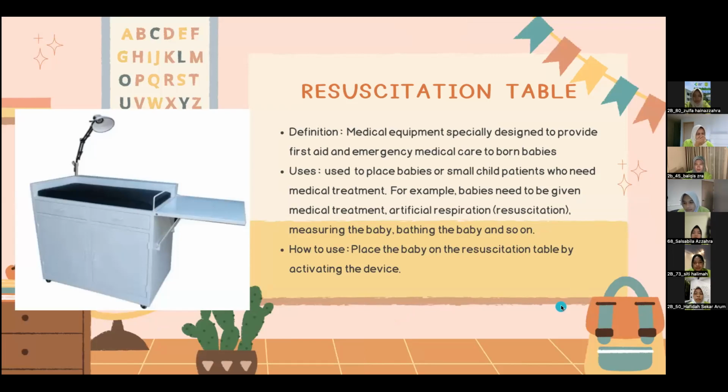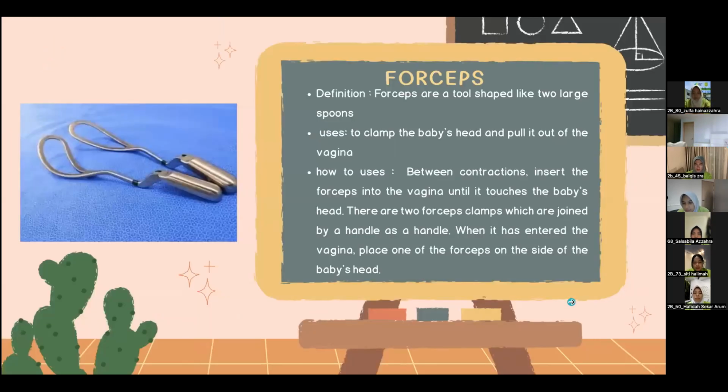Resuscitation table. Definition: medical equipment specially designed to provide first aid and emergency medical care to newborn babies. It is used to place babies or small patients who need medical treatment, for example artificial respiration or resuscitation, measuring the baby, bathing the baby, and so on. How to use? Place the baby on the resuscitation table by activating the device. The next slide will be explained by Samson.